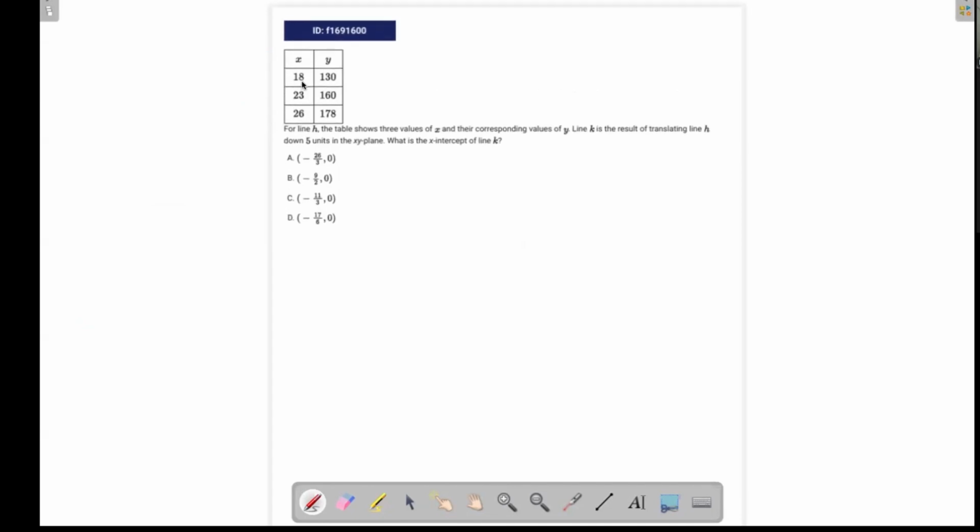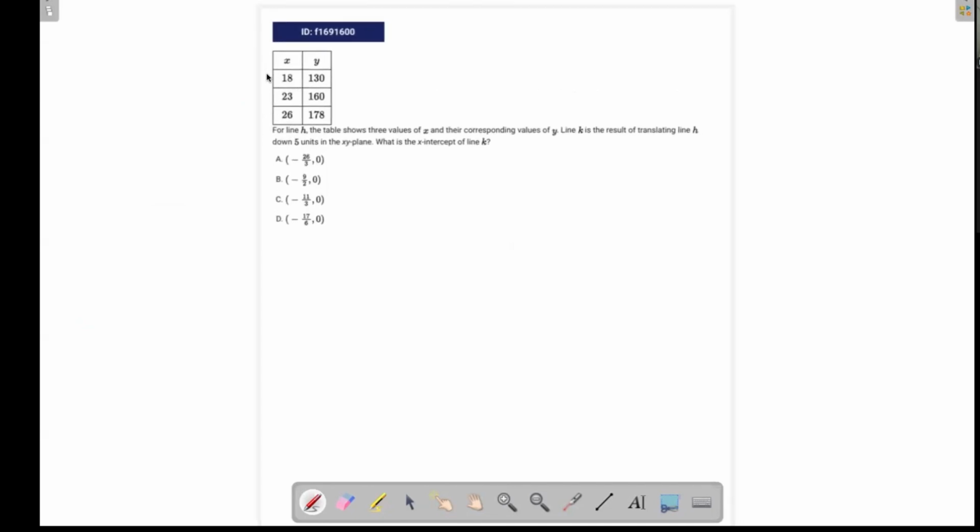All right. So we're given this chart with X and Y values. For line H, the table shows 3 values of X and their corresponding values of Y. Line K is a result of translating line H down 5 units in the XY plane. What is the x-intercept of K?